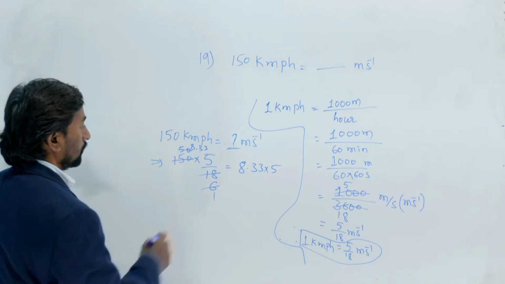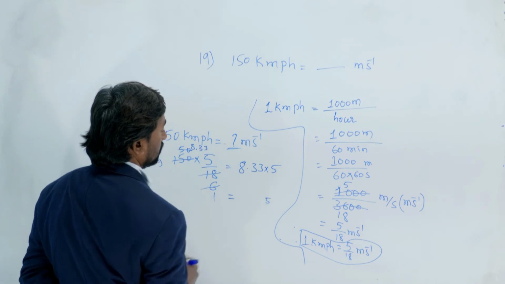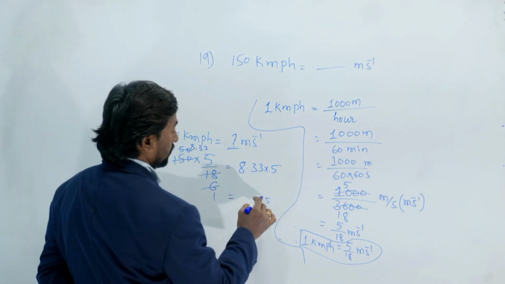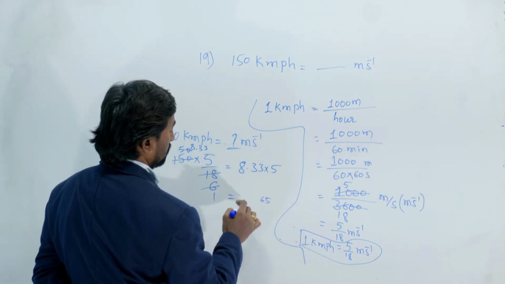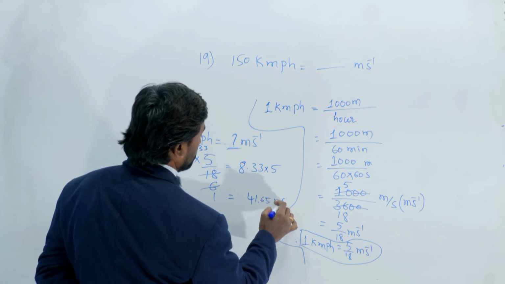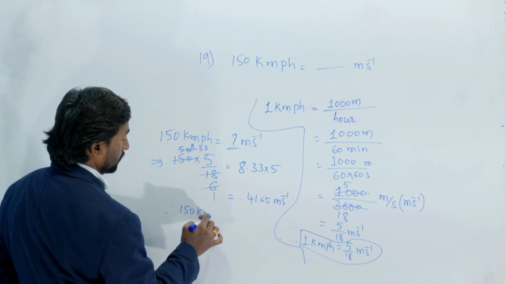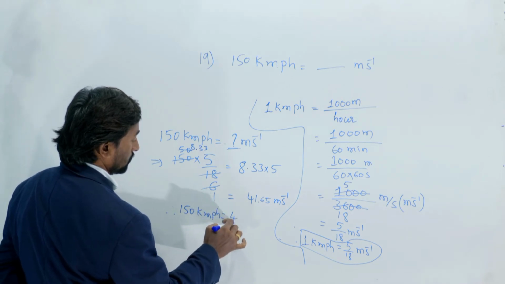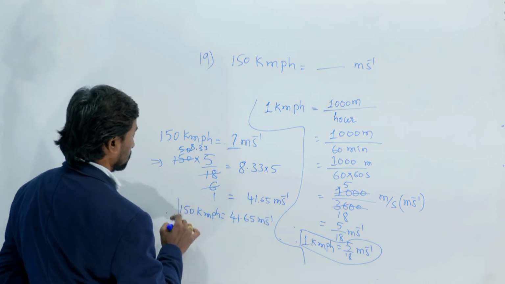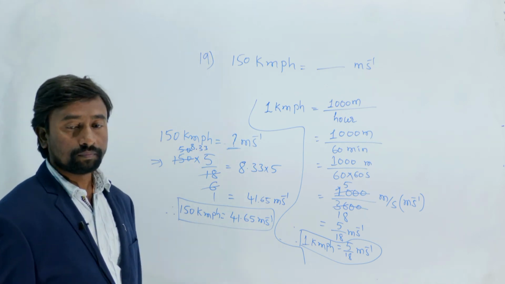It's clear now? Now multiply this one, how much do we get here? 5 times 3 is 15, and here 16 will come, 1 will be carried. This is 40 plus 1, 41.65 meter per second. So therefore 150 kilometer per hour is equal to 41.65 meter per second. Okay, note it down. It's clear now?